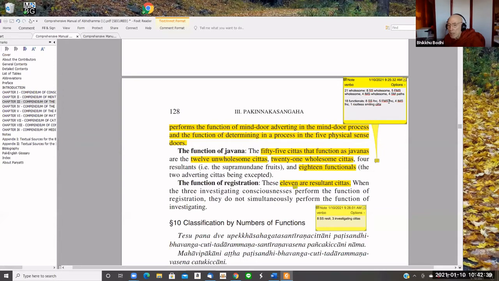Then the 5 fine material sphere functional. This is when the arhat enters into one or another of the 5 jhanas. The 4 immaterial sphere functional, when the arhat enters into the immaterial sphere attainments. And then there is that rootless smiling citta. So 13, 17, so those are 18 functional cittas.